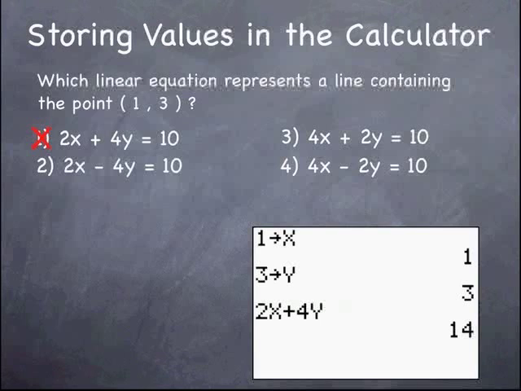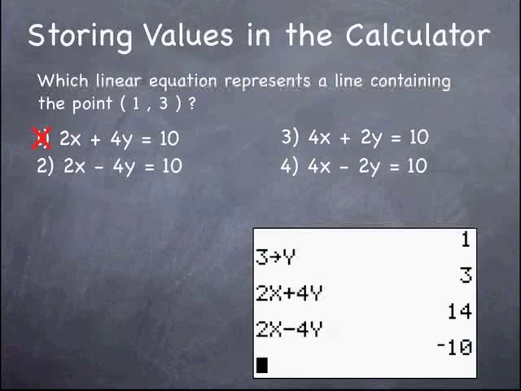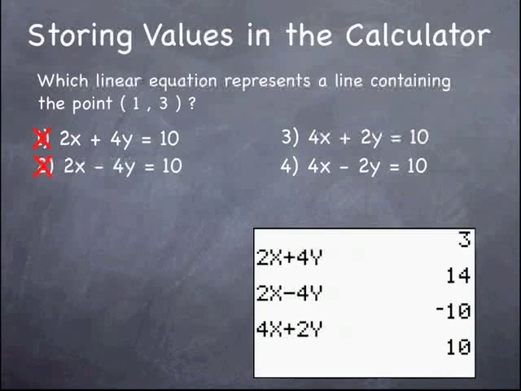Let's try choice 2. I type in 2x minus 4y this time. Again, the calculator will put in 1 for x and 3 for y. When I hit enter, I get negative 10. Not the correct answer either, so choice 2 is out. Let's try choice 3, 4x plus 2y equals 10. Again, I type in 4x plus 2y. The calculator will do the substitution for me. I hit enter, and I get 10 as an answer. So choice 3 is my correct answer.